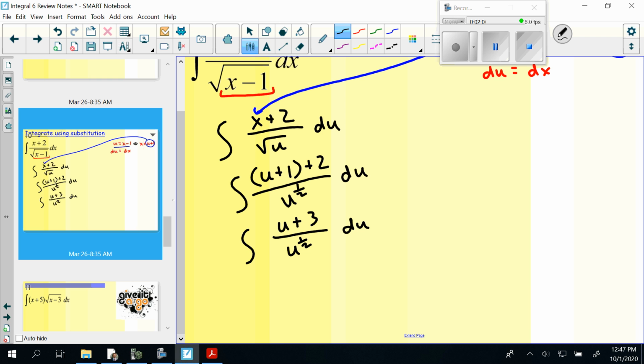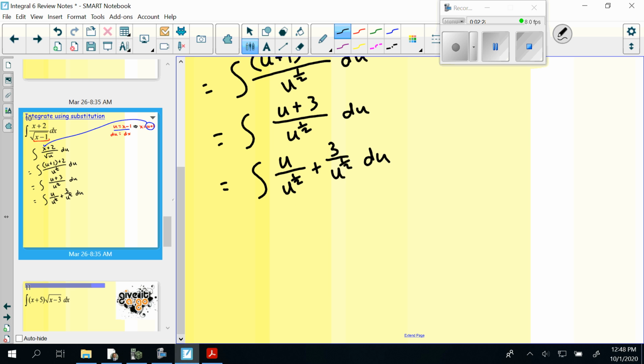What I mean by that is we can separate this into two separate fractions. So we can think of it as u over u to the 1/2 plus 3 over u to the 1/2. We take that common denominator and just split it up into two separate fractions. That's still equal to what was above it. Now you continue to simplify here before we do the antiderivative. If we have u to the first power over u to the 1/2, we subtract those because we're dividing, and that would just be u to the 1/2. The second one has no simplifying, but I'm going to move that u up to the numerator, so we switch it to a negative 1/2 there.